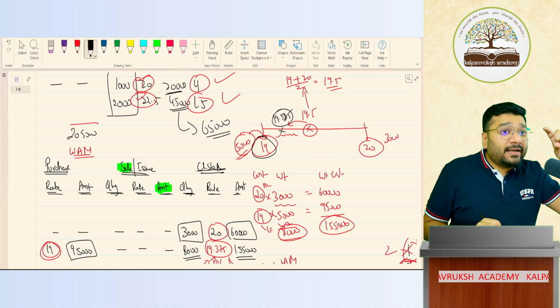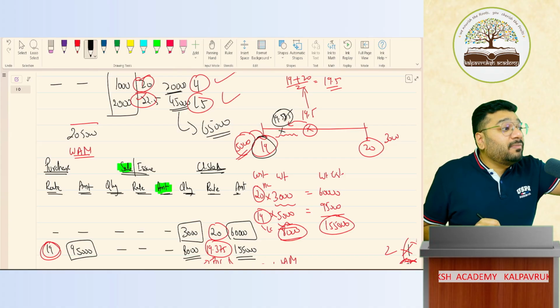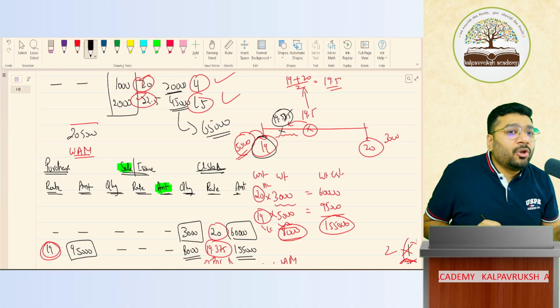Because the low value product has got the highest quantity. So the weighted average will be more tilted towards the highest quantity. Got it, not got it.